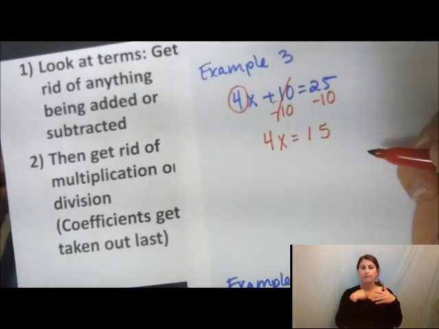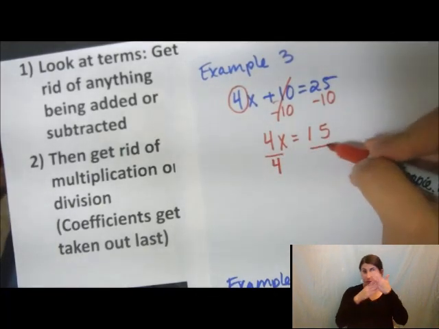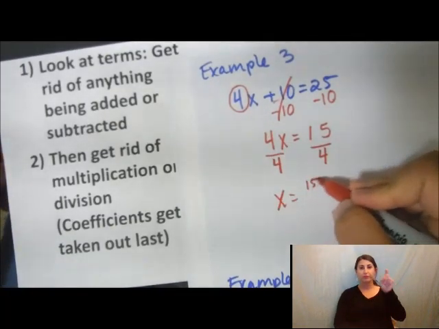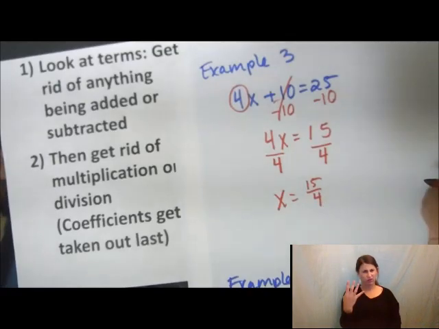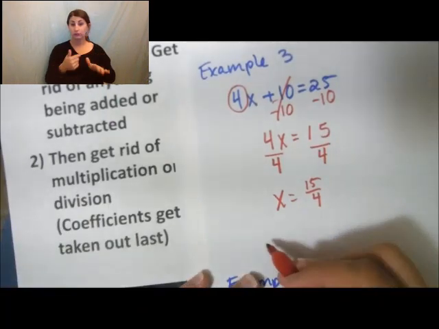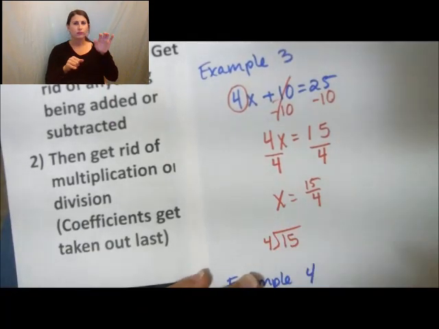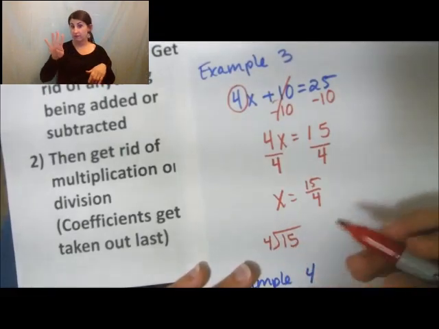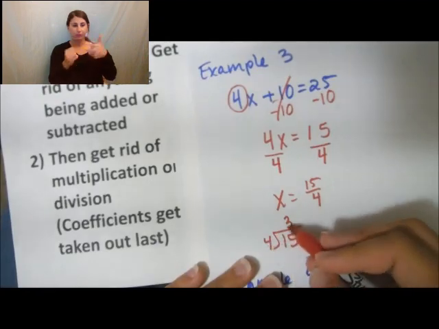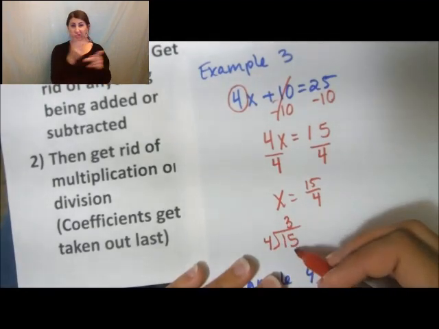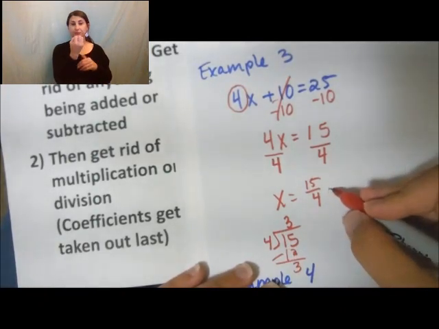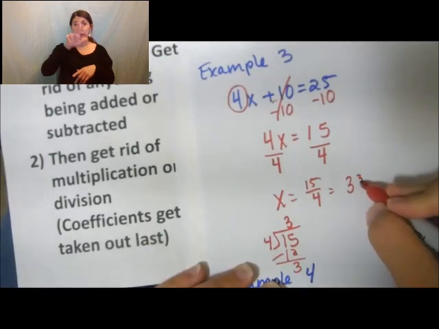All right, then I'm going to keep going. So I'm going to divide by 4, and then this makes 1, so x equals 15 divided by 4. But I can't leave my answer like that. That's improper. So I'm going to do 15 divided by 4. 4 goes into 15 3 times. There's 3 groups of 4. Because 4 times 4 is 16, and that's over 15. So that makes 12 and 3. So my answer is 3 and 3/4.